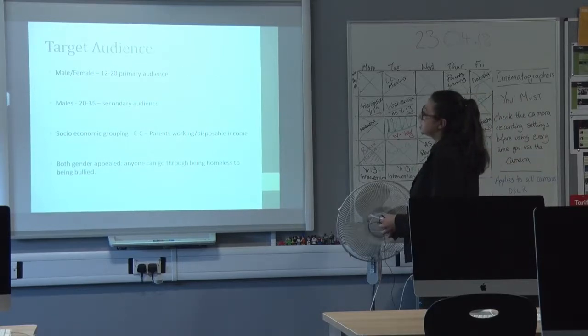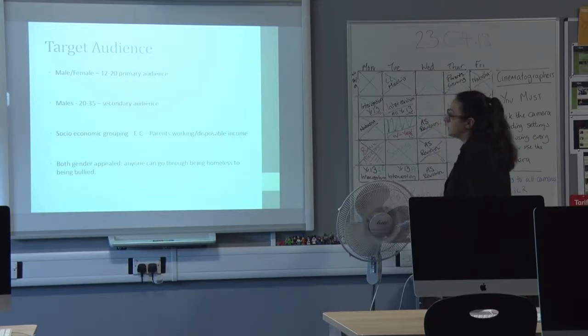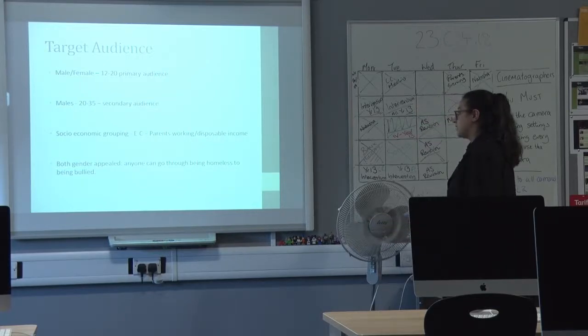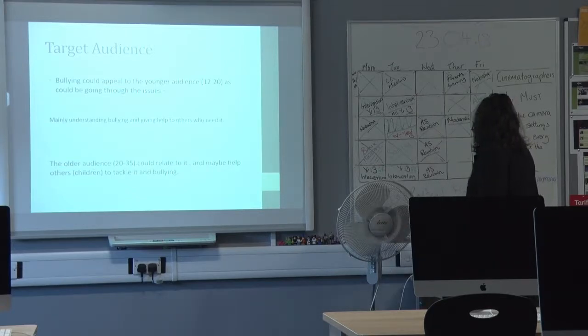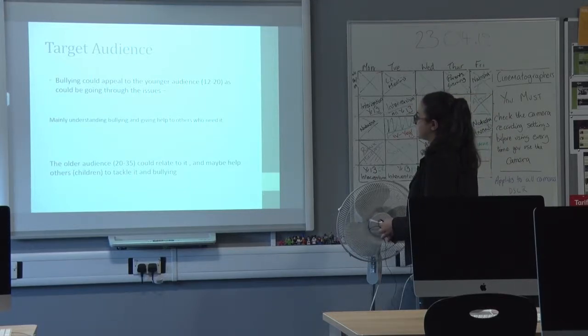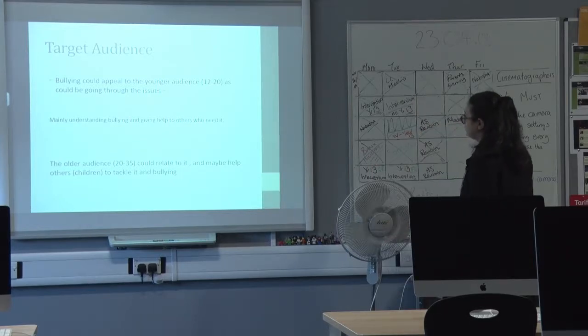For my target audience, I said for primary audience, it's 12 to 20, both genders. Whereas for a secondary audience, it's males 20 to 35, with the primary audience socio-economic grouping being E, whereas the secondary audience being C. It appeals to both genders, as anyone can go through these issues. Again, the target audience, both primary and secondary, will most likely want to help others who need it.